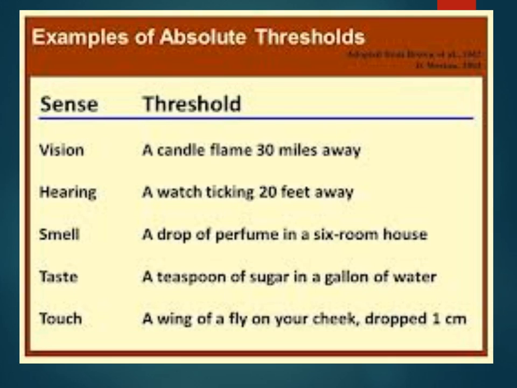So here are some examples of absolute threshold. With vision, you can only see a candle flame 30 miles away. If it's 31 miles away, you can't see it. So it would be beyond our absolute threshold. For hearing, you can hear a watch ticking 20 feet away. But if it's 21 feet away, you won't hear it more than 50% of the time, which means it's under your absolute threshold. So pause the video and look at smell, taste, and touch for the other minimums of absolute threshold, which means just above 50% of the time.